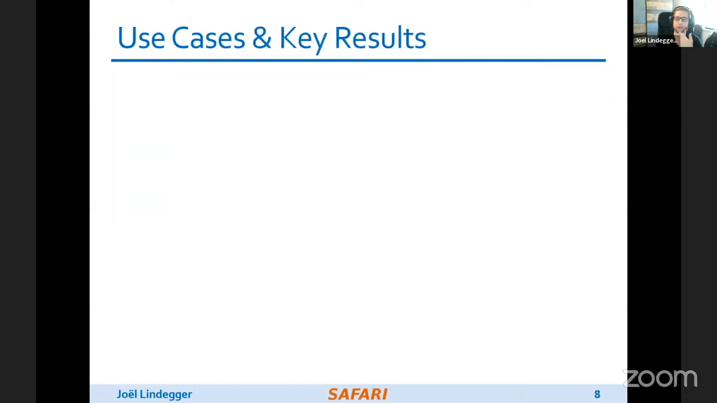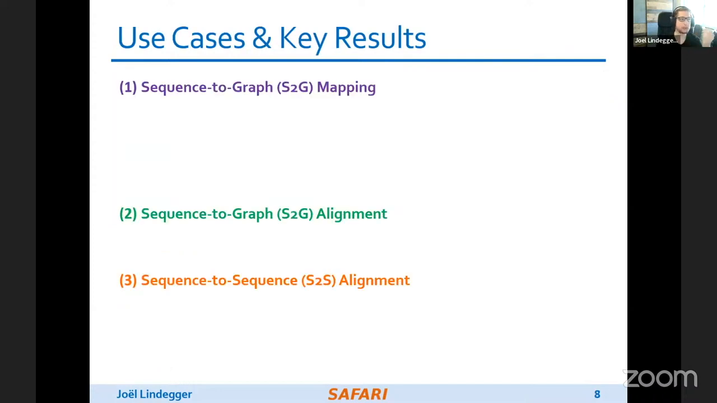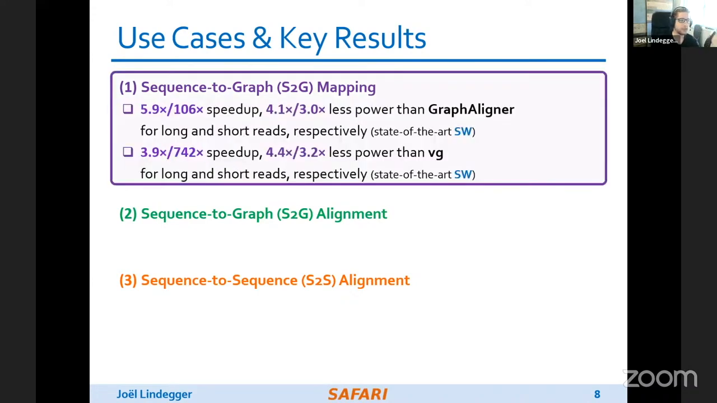So we have three main use cases for SeGraM. It can be used for sequence to graph mapping, and then it can be used for sequence to graph alignment as well as sequence to sequence mapping. And we see significant speedups, such as by 5.9x up to 106x, depending on the data set. So we get a bit better speedups for short reads. And we also get significant power improvements over prior software solutions. Note that the baselines here are kind of limited. In particular, we don't have any hardware baselines here because there just weren't any graph mapping accelerators at the time.